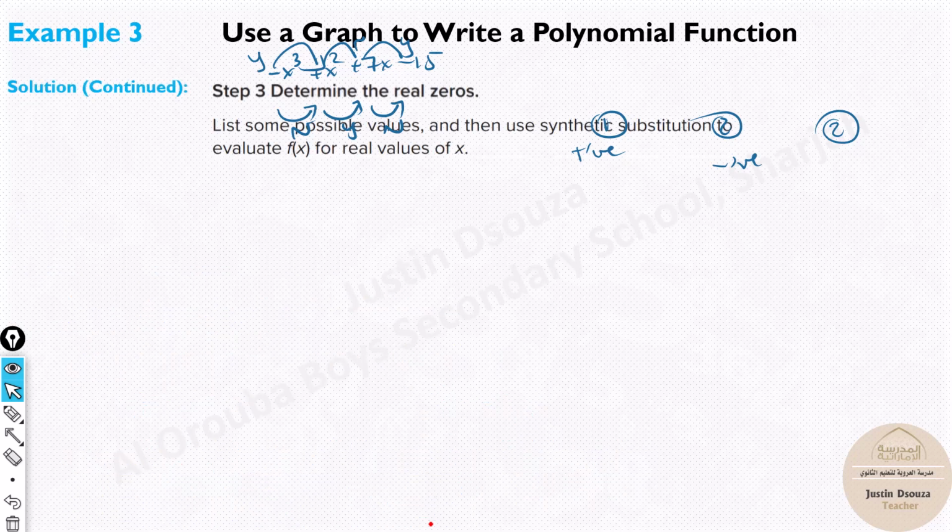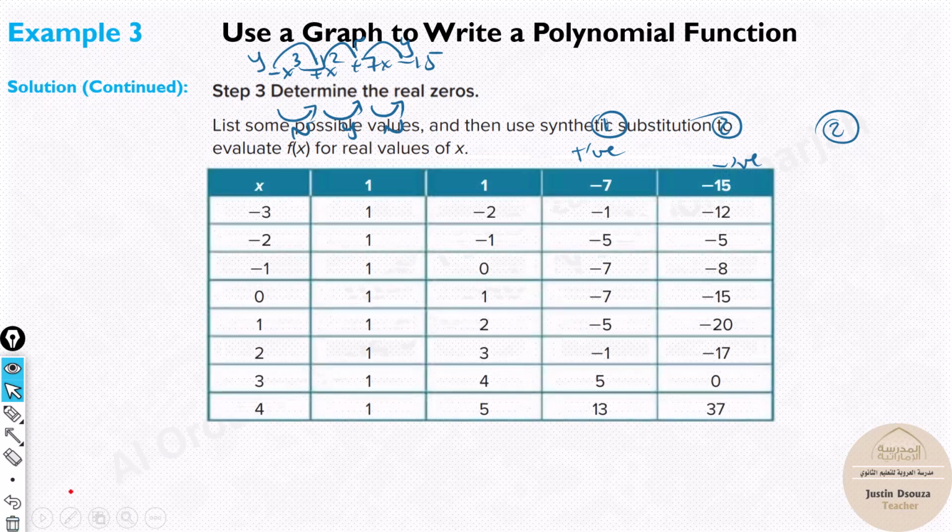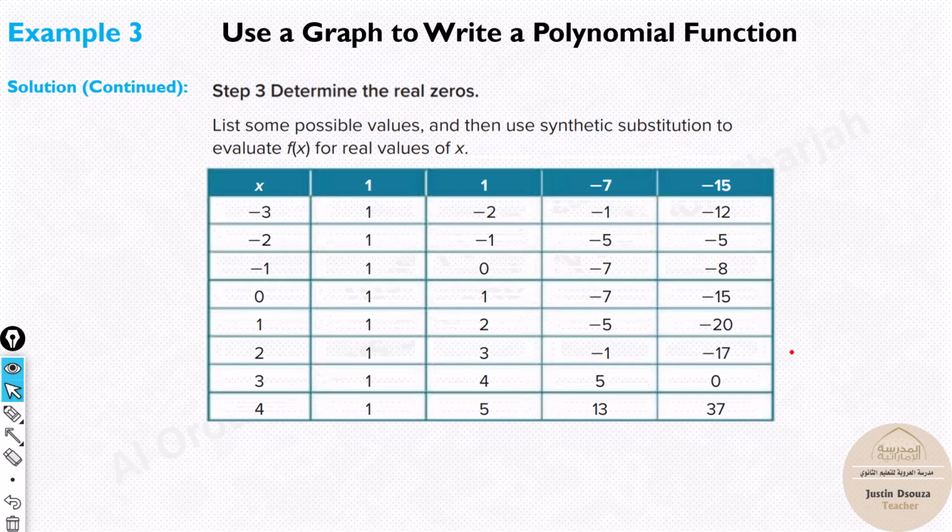The x-intercepts. Now to determine the real zeros, this is a very lengthy procedure, but I'll tell you some other methods. I would highly encourage you not to do this method because this is just too long and takes a lot of time. There are other easier methods, but I'll just tell you what exactly is done over here.